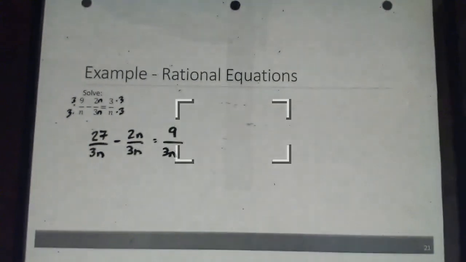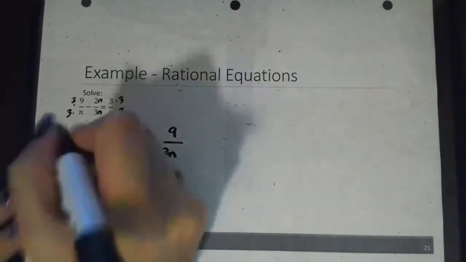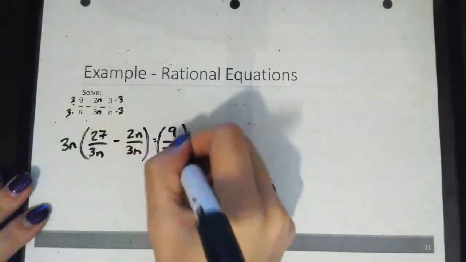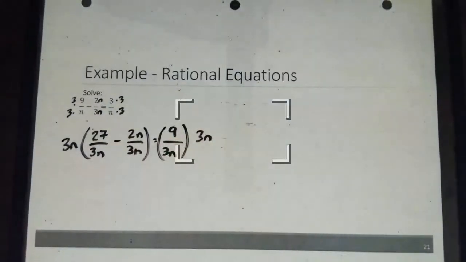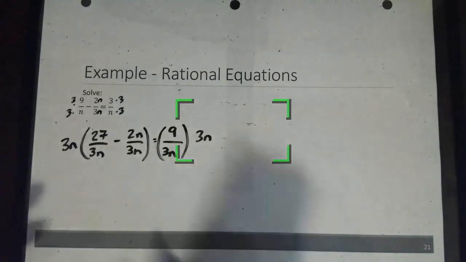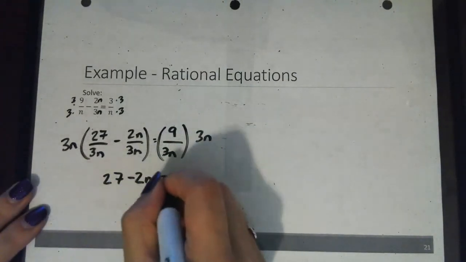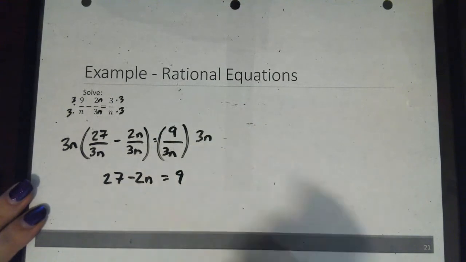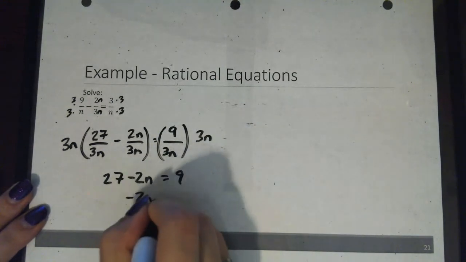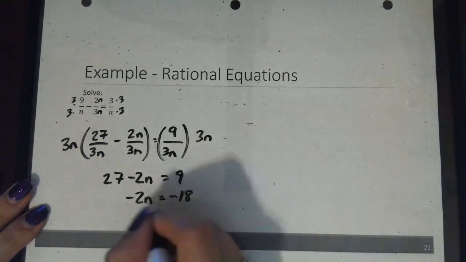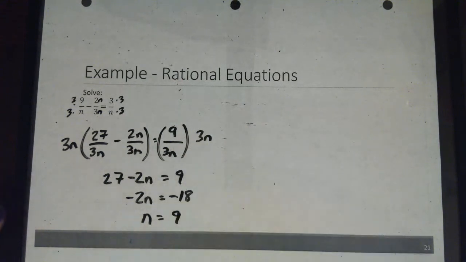Once they all have the same denominator, that's when we multiply by that denominator to make everything go poof. And I no longer have any denominators because that 3n divides out with all of them, giving me 27 minus 2n is equal to 9. If I subtract the 27 over, I get negative 2n is equal to a negative 18. And dividing by a negative 2, I get n equals 9.